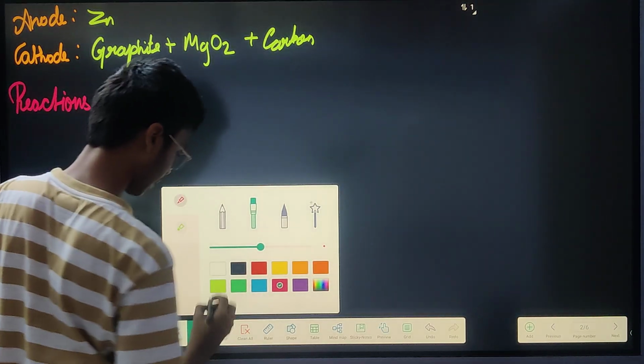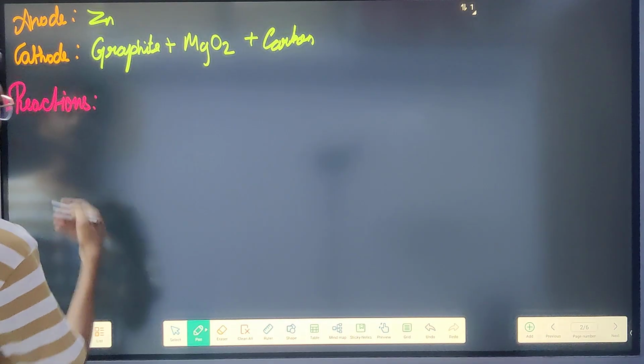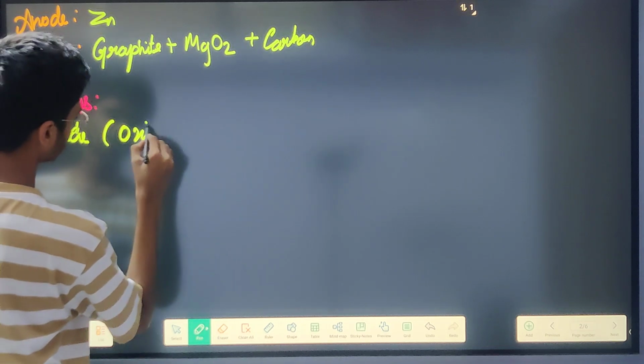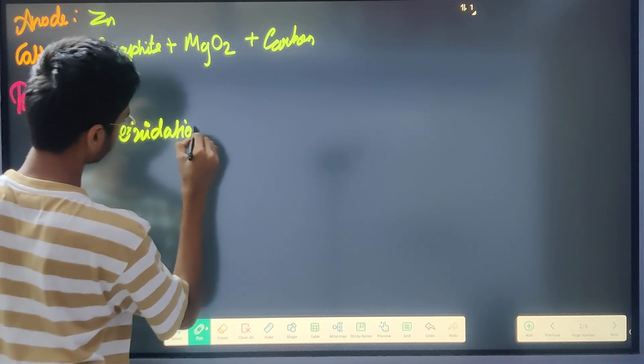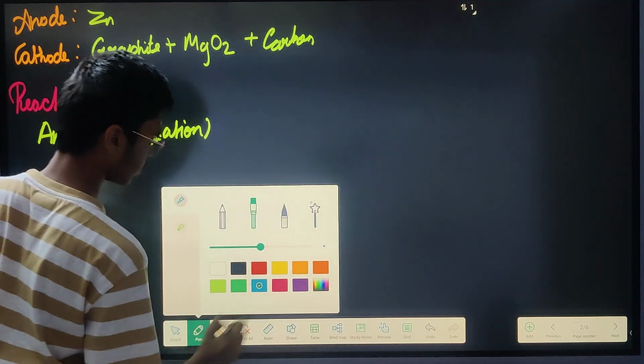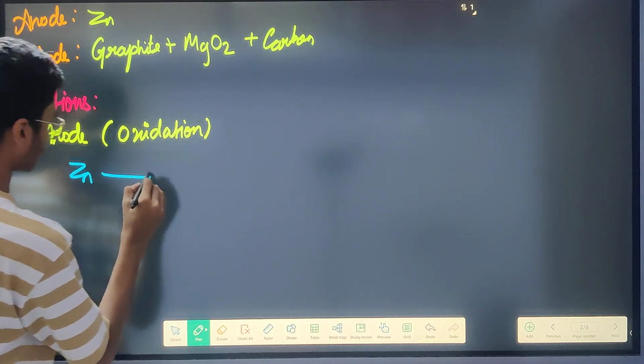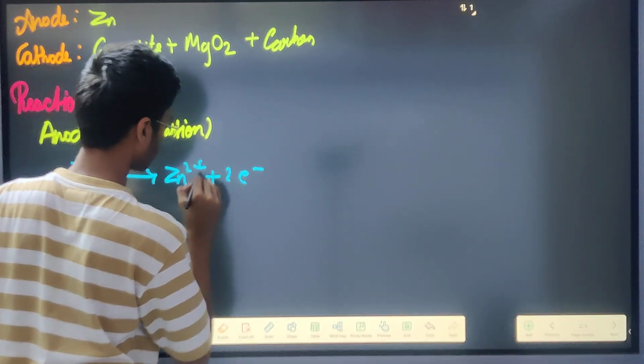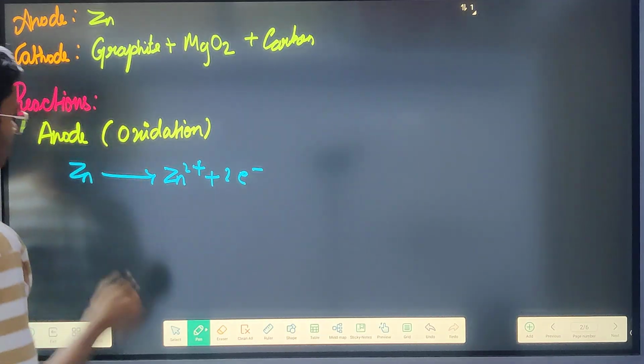So in anode, what will be happening? Anode is a place of oxidation, where oxidation will be continuously happening in anode only. So Zn will be converted into Zn2+, and 2 electrons will be released. This is what will be happening in anode.